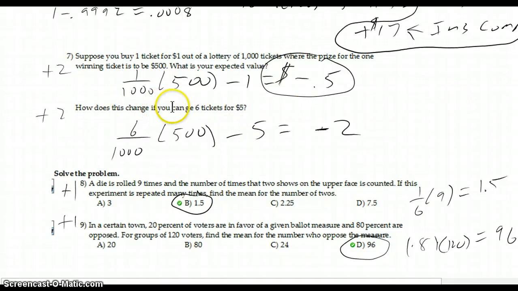Now I said, hey, what if you get 6 tickets for $5? A couple of ways you could do this. So I'm going to have 6 out of 1,000, and I still win $500, but it costs me $5 to play. Well, that's a net negative $2. If you think about it, that's $2 on average I'm going to lose out of 5, which is about 0.4. So if you're going to think about it per dollar, and I accepted some answers that did it per dollar, negative 0.4. So you're losing 40 cents for every dollar you spend, or $2 for every $5 you spend. It's the same thing.